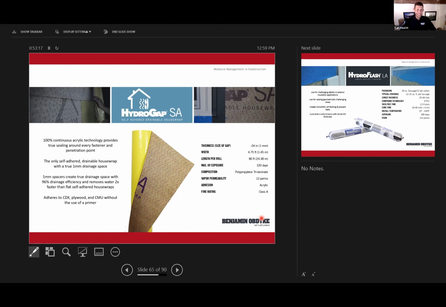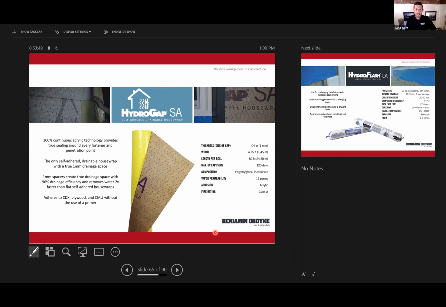This product, again, gives you that 1 millimeter space. It gives you 96% drainage efficiency. It's going to adhere to any substrate, CDX plywood, CMU block wall, without the use of a primer. The level of friendliness from an installation perspective is just tremendous. So guys just love installing this product. And again, it's the only drainable self-adhered product out there. I won't spend nearly as much time on any other product, but this is our new one, and it's really taken off in the market.